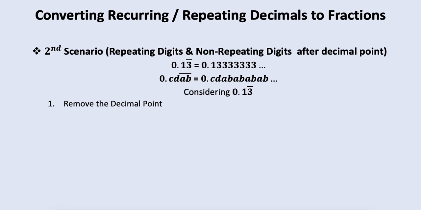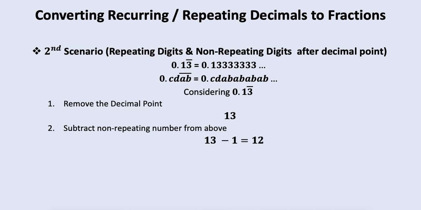If I consider the first one, what are the steps? Remove the decimal point and the bar, so this will become 13. The second thing is to subtract the non-repeating number after the decimal point from the above value. That means 13 minus 1, where 1 is the non-repeating number after the decimal point. So that is 13 minus 1, which is equal to 12.